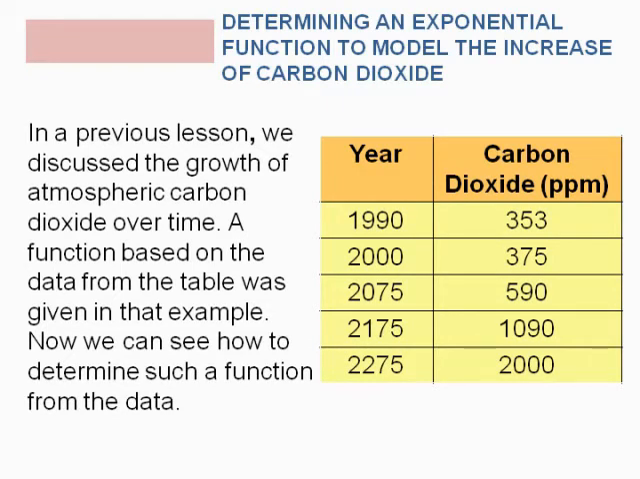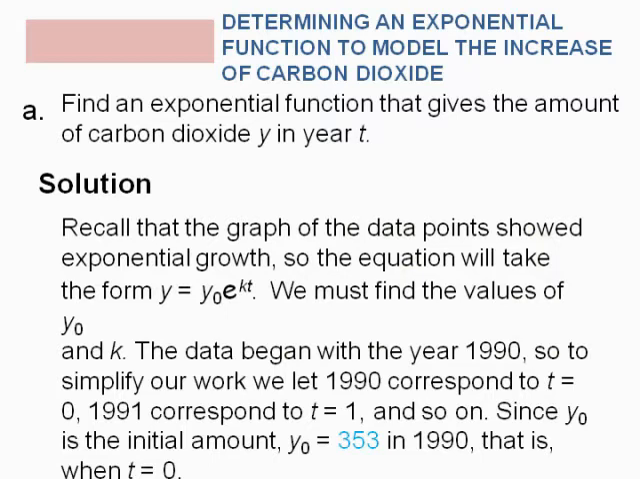If you remember, several videos ago, we discussed the growth of atmospheric carbon dioxide over time. A function based on the data from the table was given in that example. Now we can see how to determine such a function from the data. So here is the chart one more time, from the year 1990 to 2275 projected, and the amount of carbon dioxide in parts per million. And we really better start looking at this and get these numbers under control, or who knows what. But anyway, hopefully math will help us in the long run.